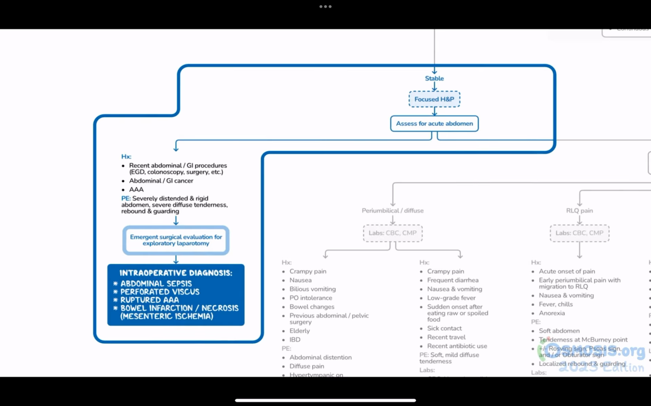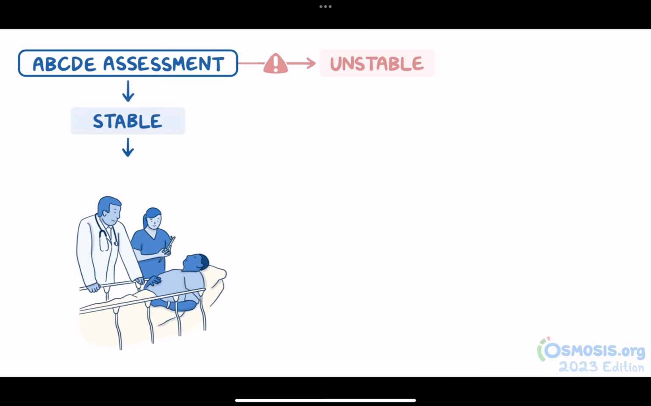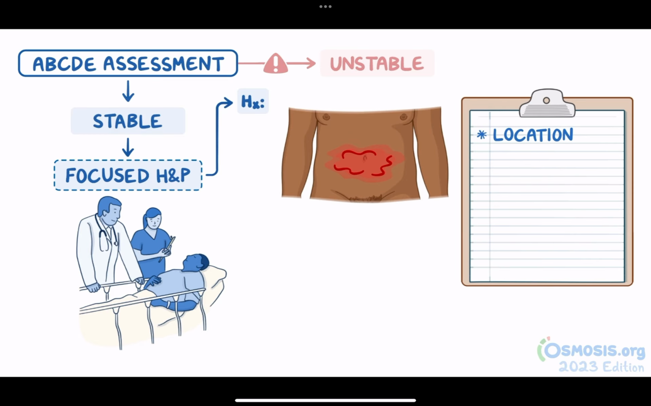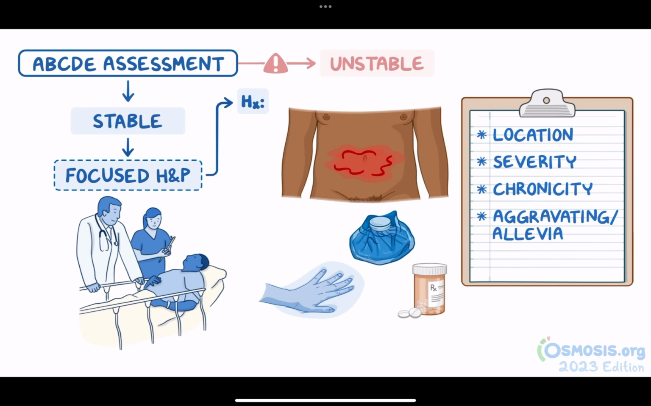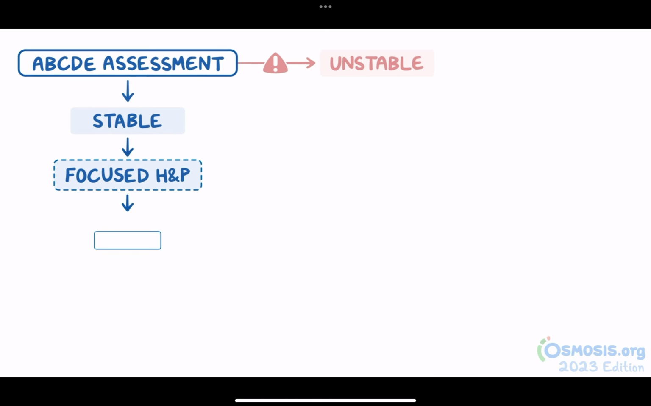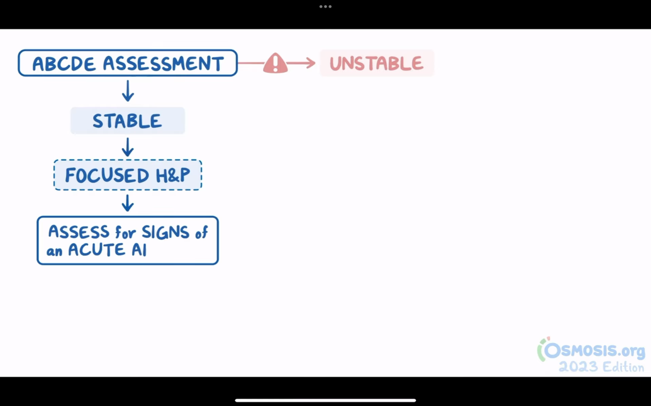On the other hand, for stable patients, your first step is to obtain a focused history and physical exam, or H&P for short. On history, you should characterize the pain based on its location, severity, and chronicity, and determine aggravating and alleviating factors as well as other associated symptoms. Next, you should quickly assess for any signs of an acute abdomen.